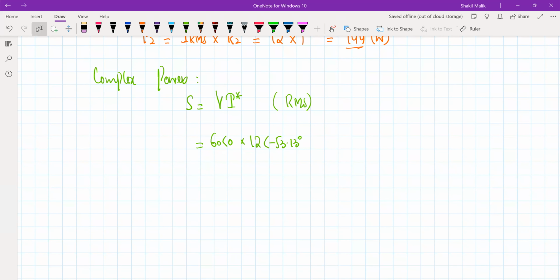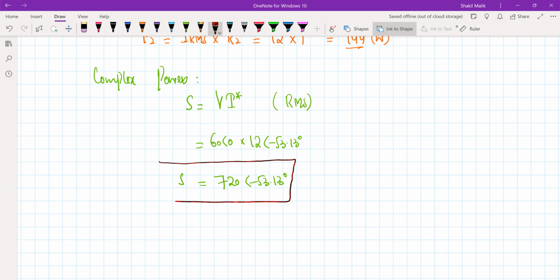So doing the calculation, it will be simply 720 at an angle of minus 53.13 degrees. So this is S. So this is the complex power supplied by the source.